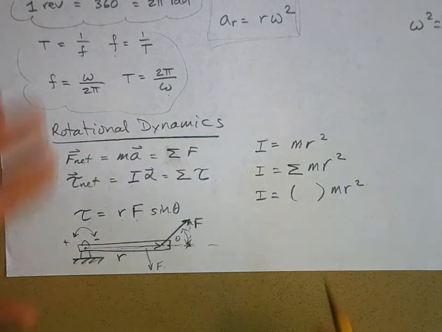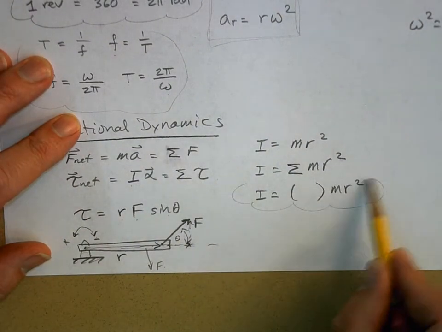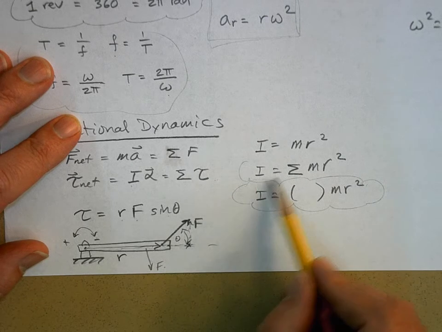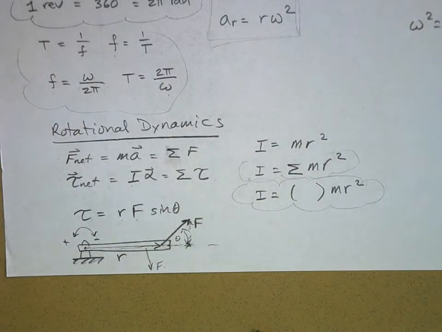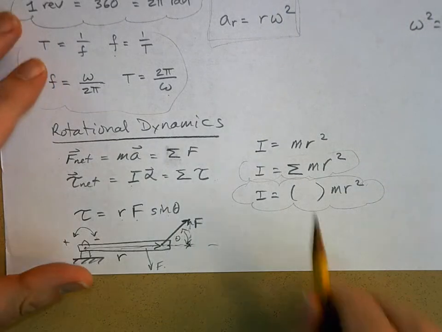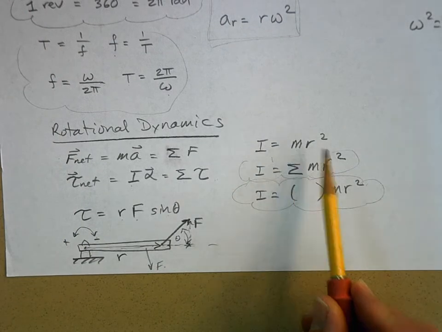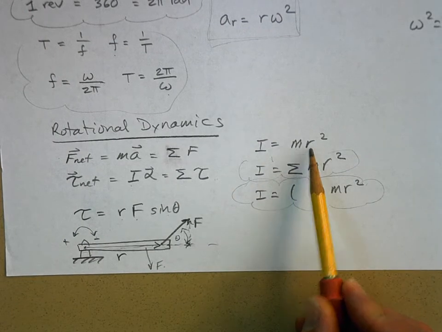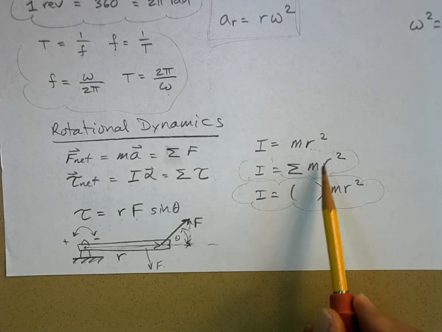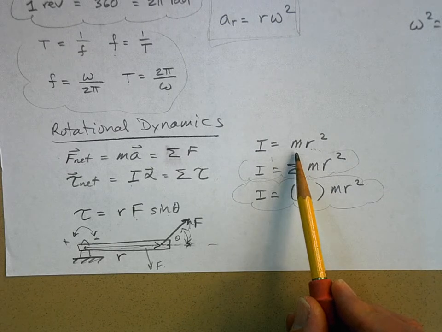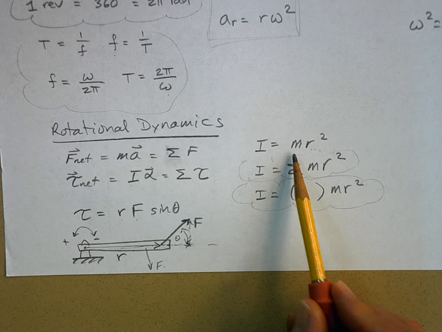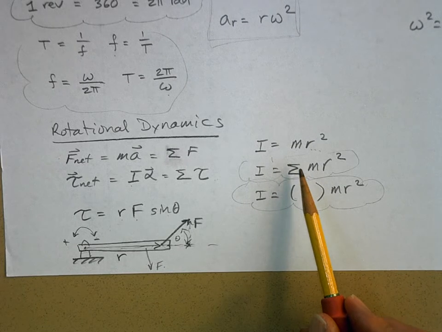I will give this one to you. But I might give you an object made out of two particles, and you have to figure out the rotational inertia of that. Well, it's just m r squared for one plus m r squared for the other. And notice that rotational inertia has units of kilograms times meter squared. So rotational inertia is not just how much stuff you have, but where that stuff is compared to your axis of rotation.